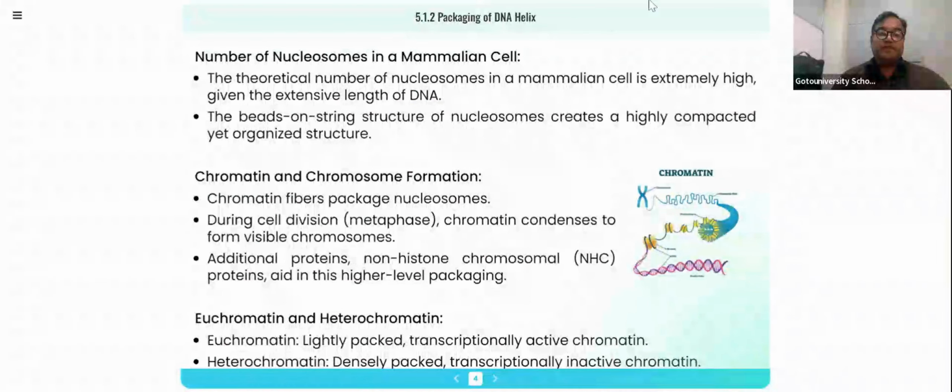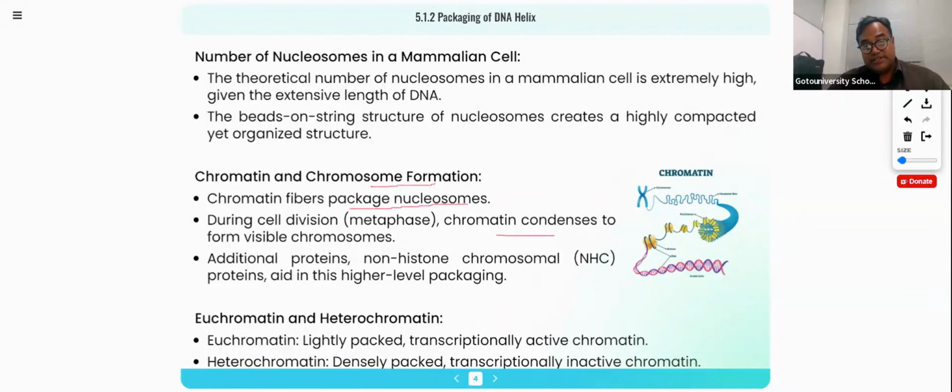So now we are coming to the next major segment, the chromosomal function. Chromatin fiber packages the nucleosome structure. So chromatin condenses to form the visible chromosome. Additional non-histone proteins aid in the high-level packing. This is a message, and in this a lot of hidden concepts are there. So chromatin condenses to form the visible chromosome during metaphase.